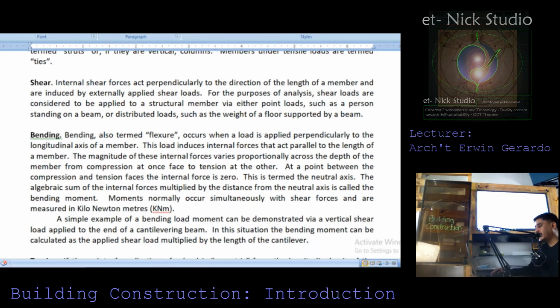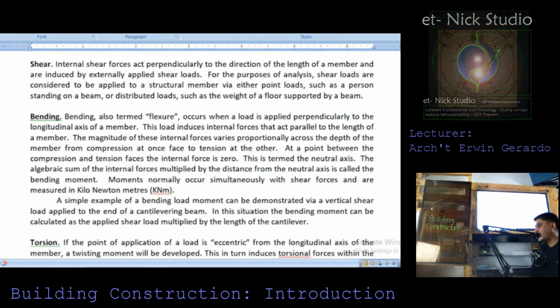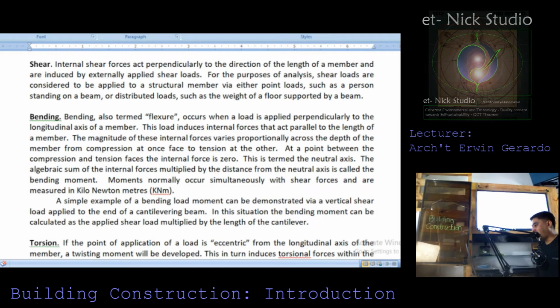Shear. The internal shear force acts perpendicularly to the direction of the length of a member and is induced by externally applied shear loads. For the purposes of analysis, shear loads are considered to be applied to a structural member via either point loads, such as a person standing on a beam, or distributed loads, such as the weight of a floor supported by a beam.